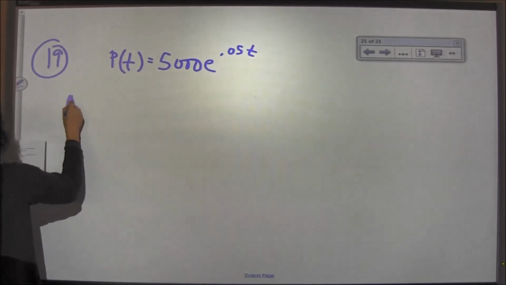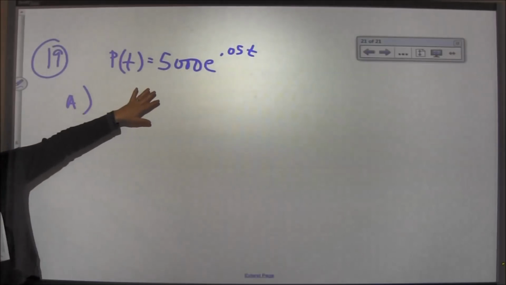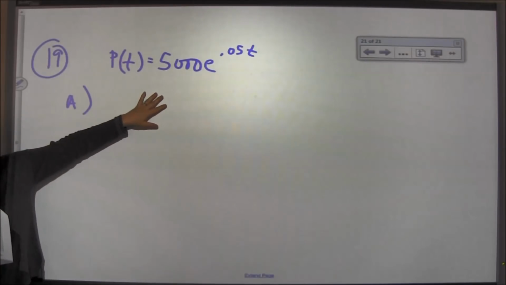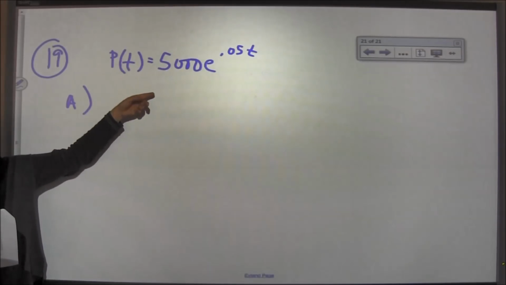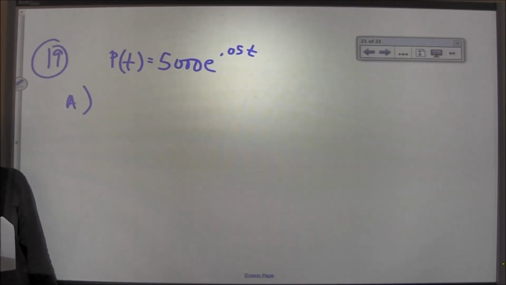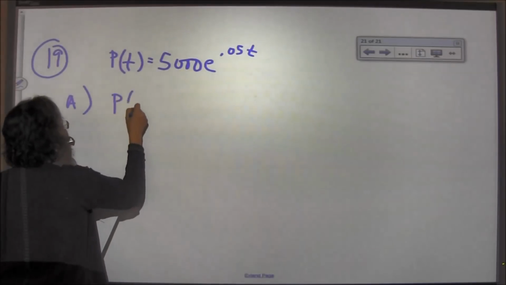Okay, so part A says, what is the amount of money in this account? The directions tell you this is an investment account that tells you the amount of money P after T years. And it says, what is the amount of money in the account after 4 years? So that's a T value. So we're finding P of 4.